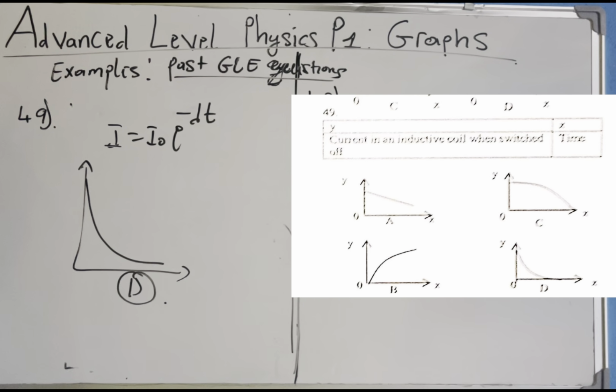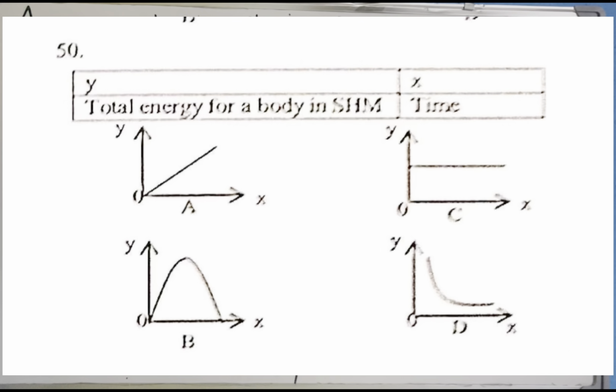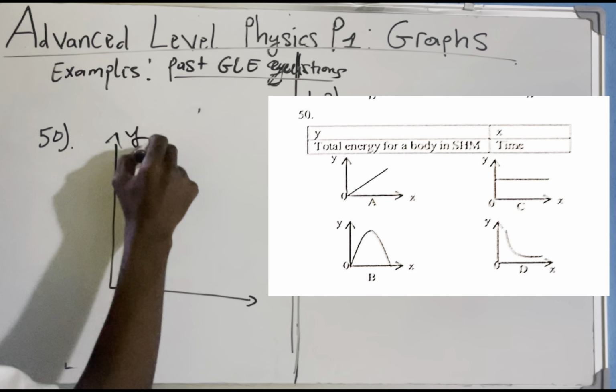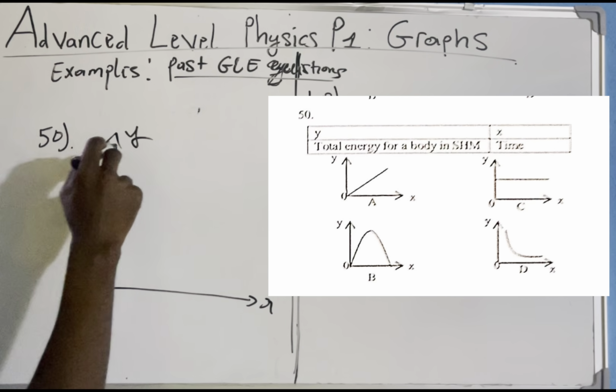Okay. Now let us go to 50. Y represents the total energy for a body in simple harmonic motion, and X is the time. That is easy. When you are talking about total energy, it means that it can never change. The total energy will remain constant throughout the motion of the body.